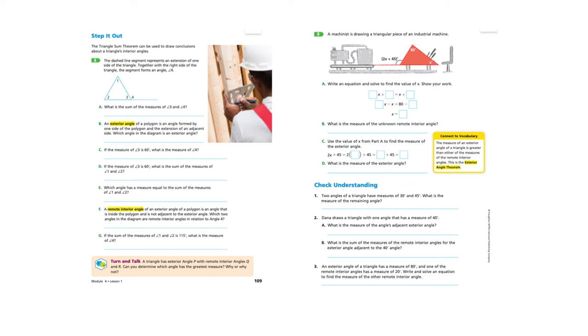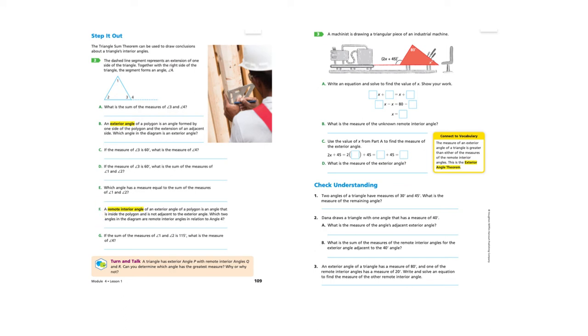D, if the measure of angle 3 is 60 degrees, what is the sum of the measures of angles 1 and 2? So if you know angle 3 is 60, what has to be the sum of these two angles in order for it to be true of all triangles? So you can use that triangle theorem from the previous page. Now, letter E, which angle has a measure equal to the sum of the measures of angle 1 and 2? Again, you're going to use the information and the answers you have from A through D to help you answer E.